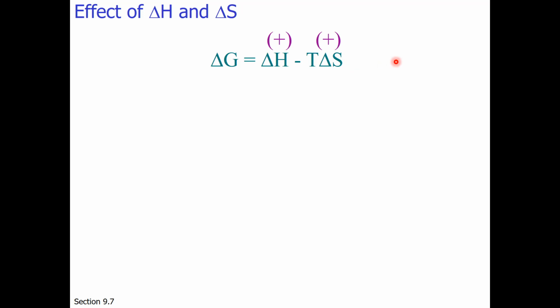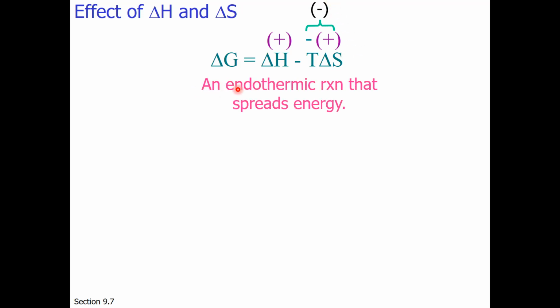Here is our last combination. Delta H is positive and delta S is positive, meaning the term minus T delta S is negative. Can you add a positive and a negative and get a negative? Well, yes, as long as this negative value is large in magnitude. We could describe this as an endothermic reaction that spreads energy. Endothermic is a stop for Mother Nature, but spreads energy? That's a go.